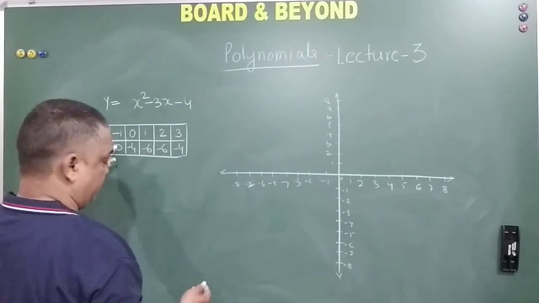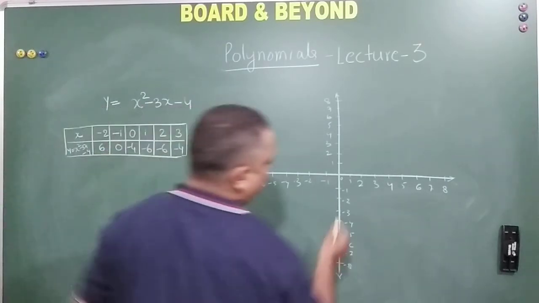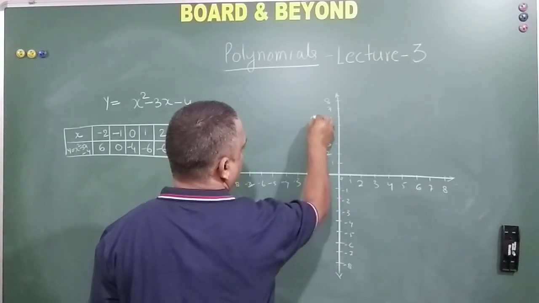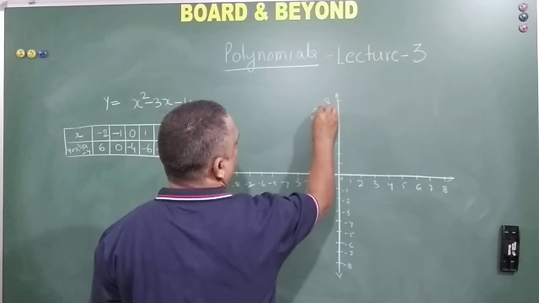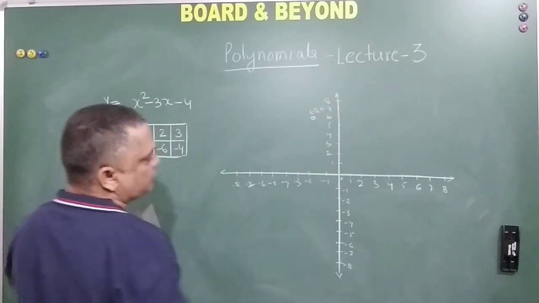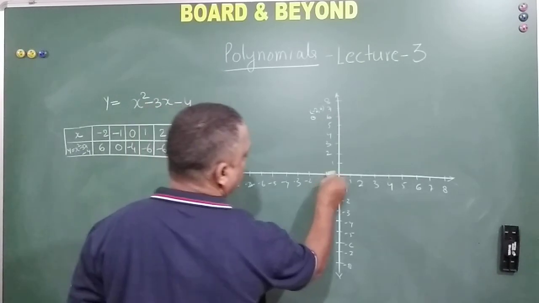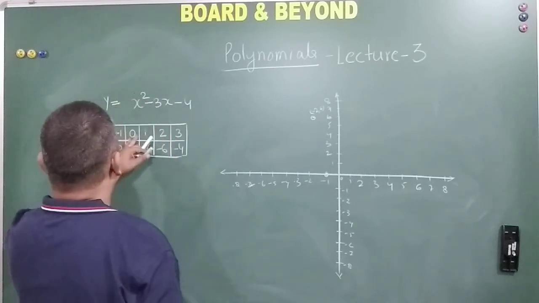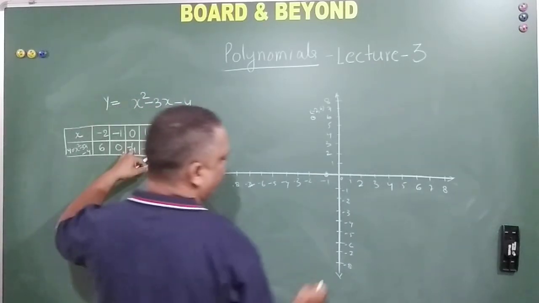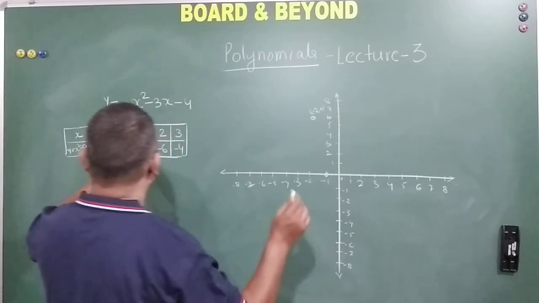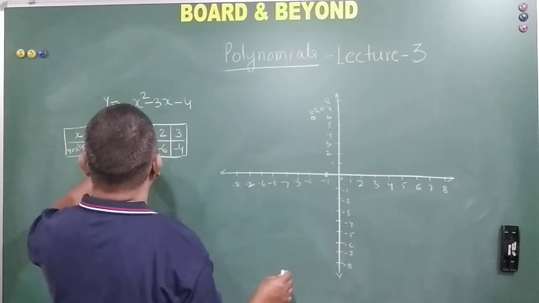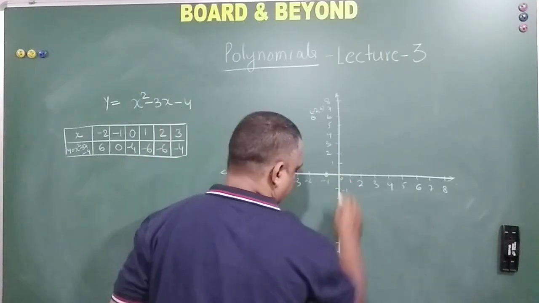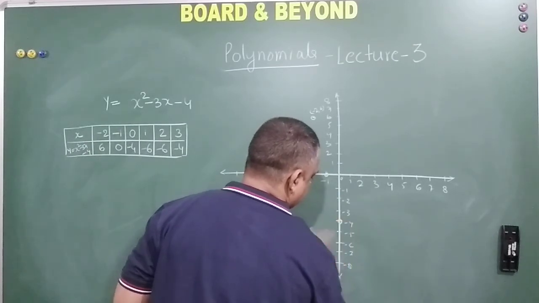So, x is equal to minus 2, y is equal to 6. Minus 2, comma 6. x is equal to minus 1, y is equal to 0. So exactly this point. x is equal to 0, y is equal to minus 4. I am not writing the coordinates because I need to write it very small. I am just encircling it in yellow.